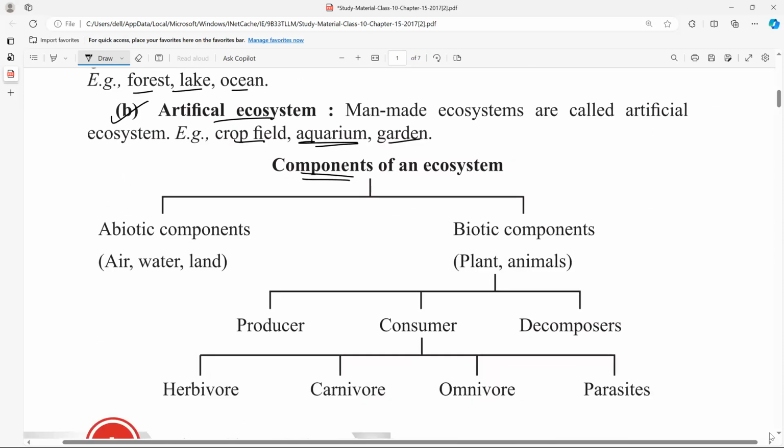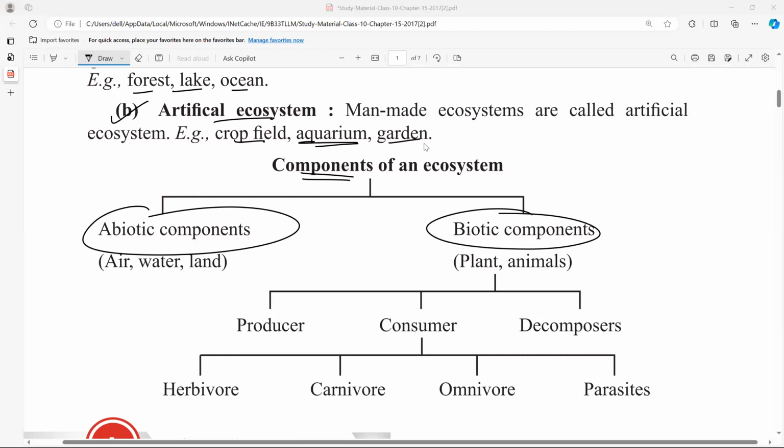Now, you know, an ecosystem is going to have some living organisms and non-living organisms. So these are the biotic components and the abiotic components. So if I'm talking about the biotic components, biotic means living, and abiotic means non-living components. Like air, water, land, these are abiotic, and biotic means mainly plants and animals.